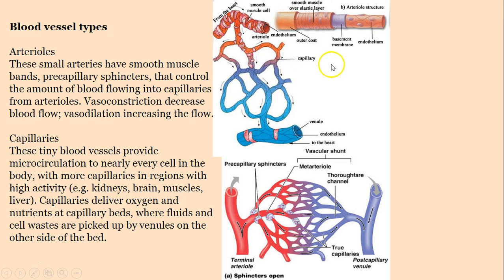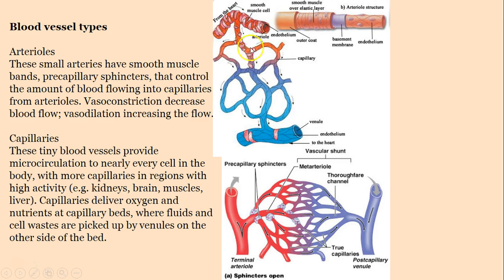In our introductory video, we saw there's arteries, and then they're going to branch into arterioles. And they have smooth muscles and precapillary sphincters. And let's take a look at these. And these are going to regulate the amount of blood flowing into capillaries.